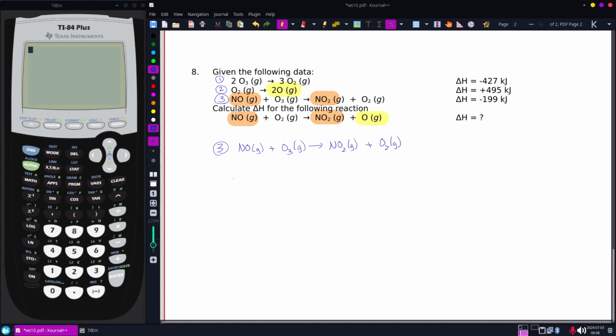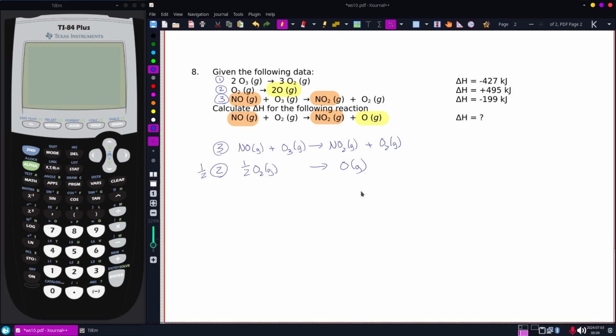All right. In equation 2, that has the atomic oxygen, the O that's by itself, it has a 2 there. I want it to be a 1, so I'm going to multiply all those coefficients by 1/2. So instead I have half of an O2 gas producing just a single O gas.